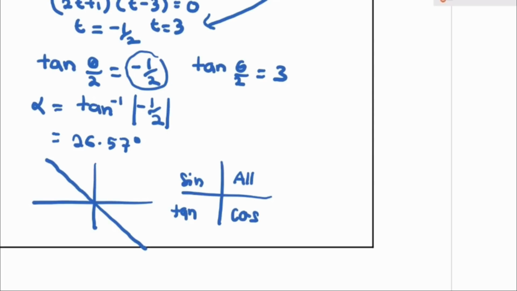Okay, so we know here tangent theta is negative. So you write down here 26.57, and this one also 26.57.